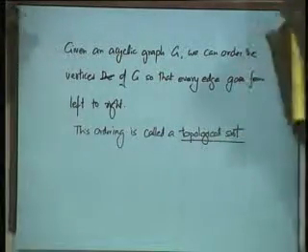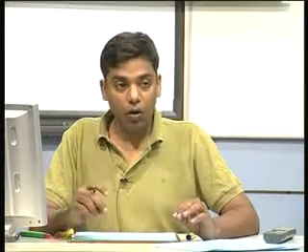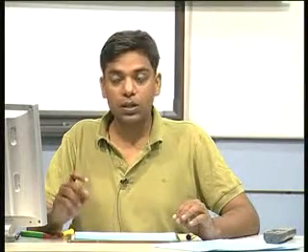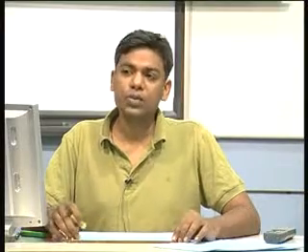Okay? So in an acyclic graph, you can linearly order the vertices so that the edges are going only from left to right. This ordering is called a topological sort. So how much time do you take to find a topological sort?